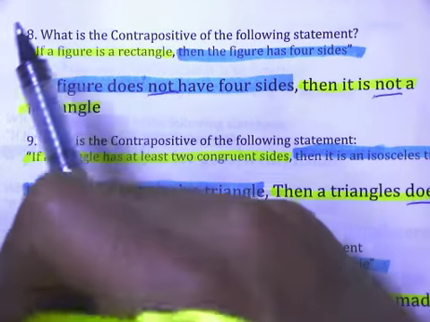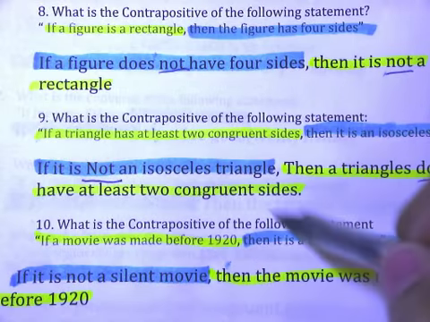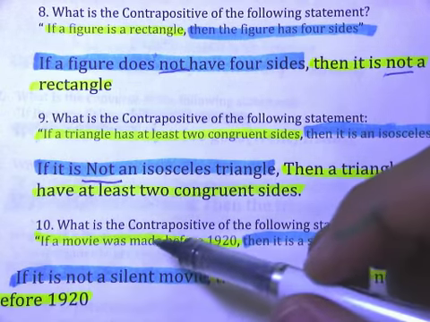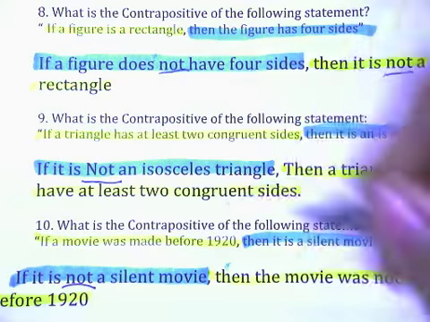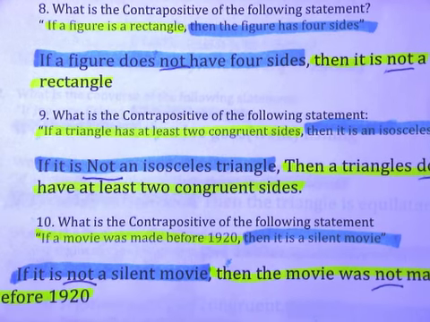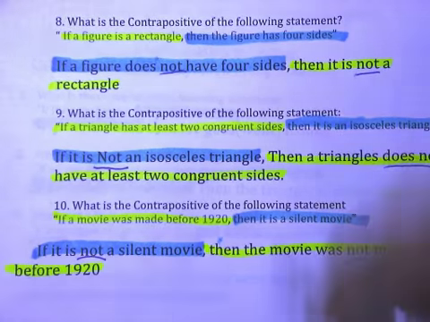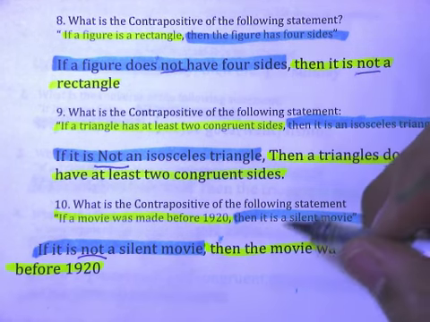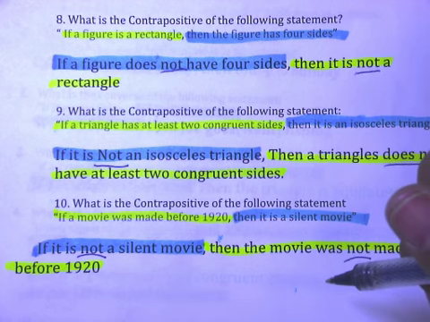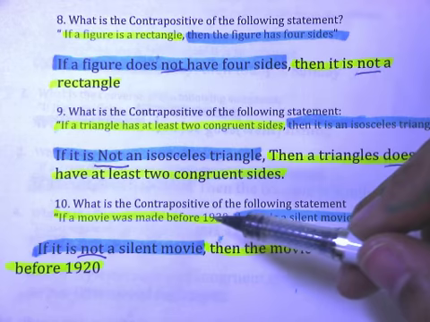So we're going to switch them. So we're going to say, if it is not a silent movie, then the movie was not made before 1920. So I switch them. This is my conditional statement. I switch them, and I also negated them. Now, there is something else that I want to mention.